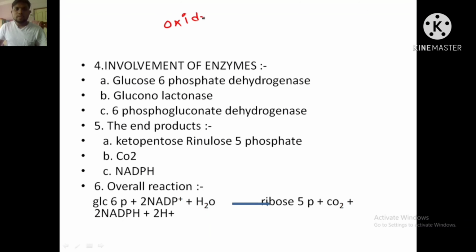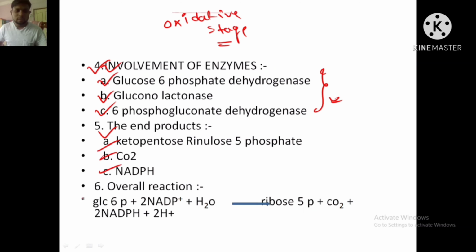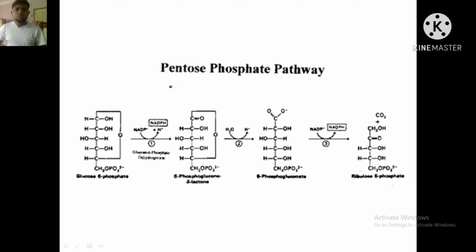So in oxidative stage there are involvement of some enzymes. One is glucose 6-phosphate dehydrogenase, gluconolactonase, and phosphogluconate dehydrogenase. We'll see the functions of those enzymes, and we'll learn about the end products. What all end products we will get, that we'll see, and the overall reactions. Okay. So let's begin with the oxidative phase.